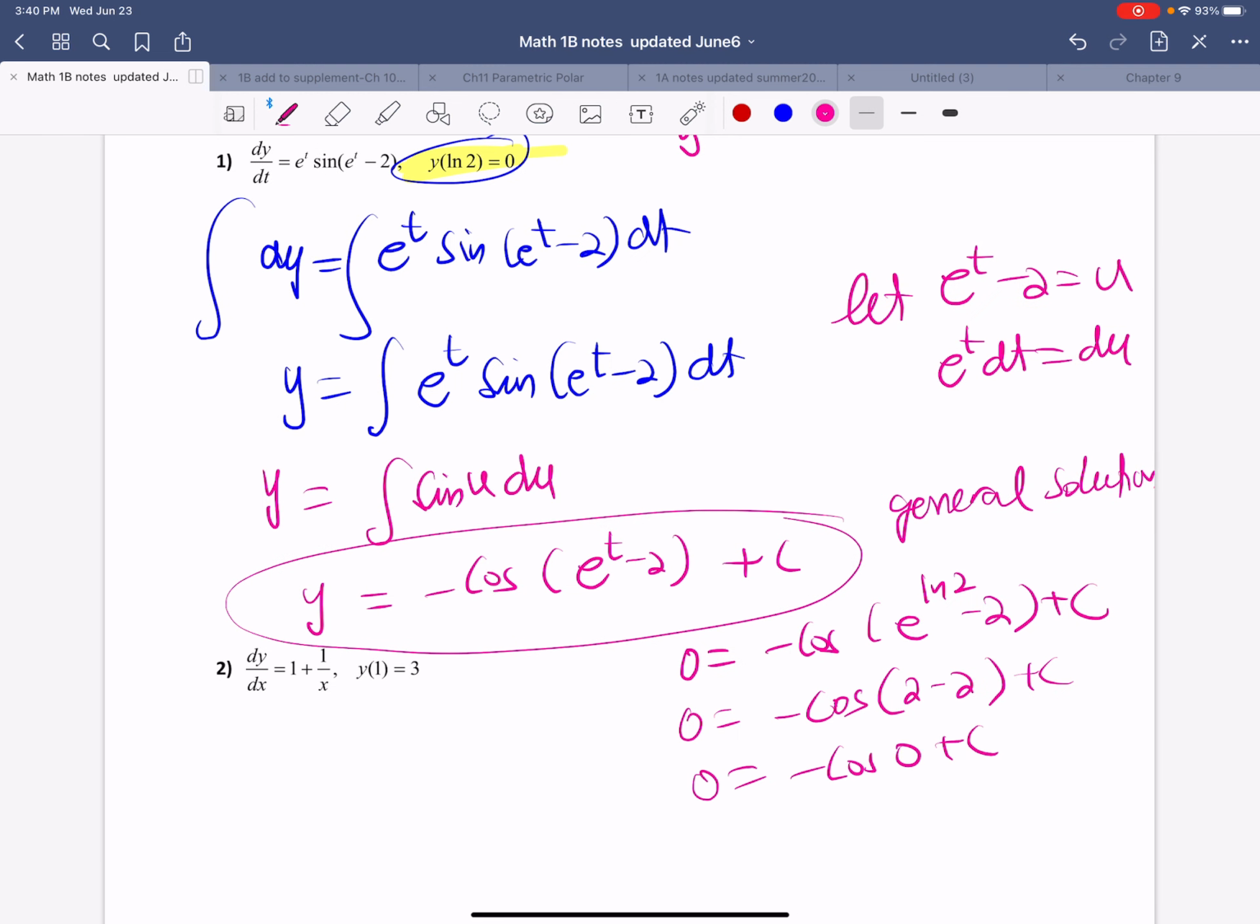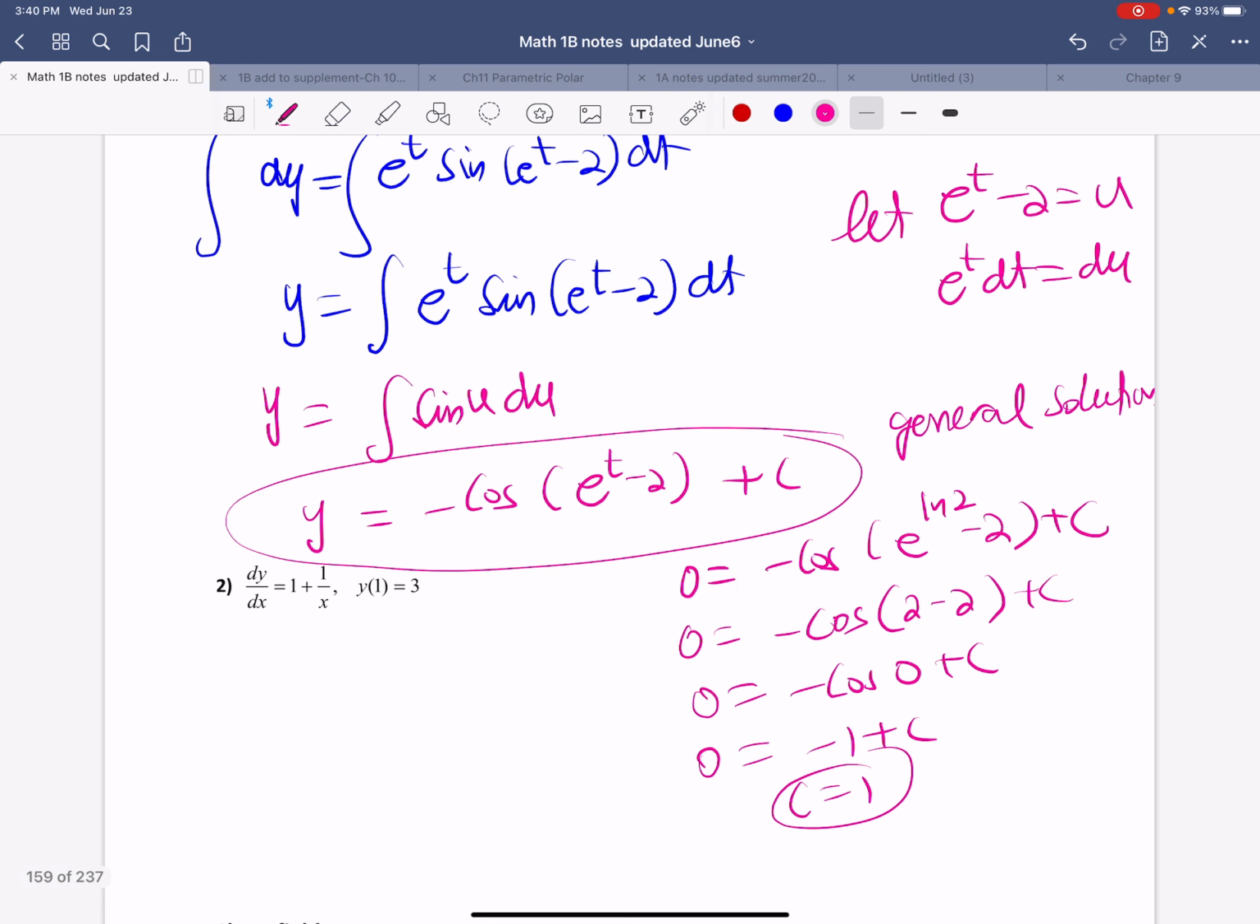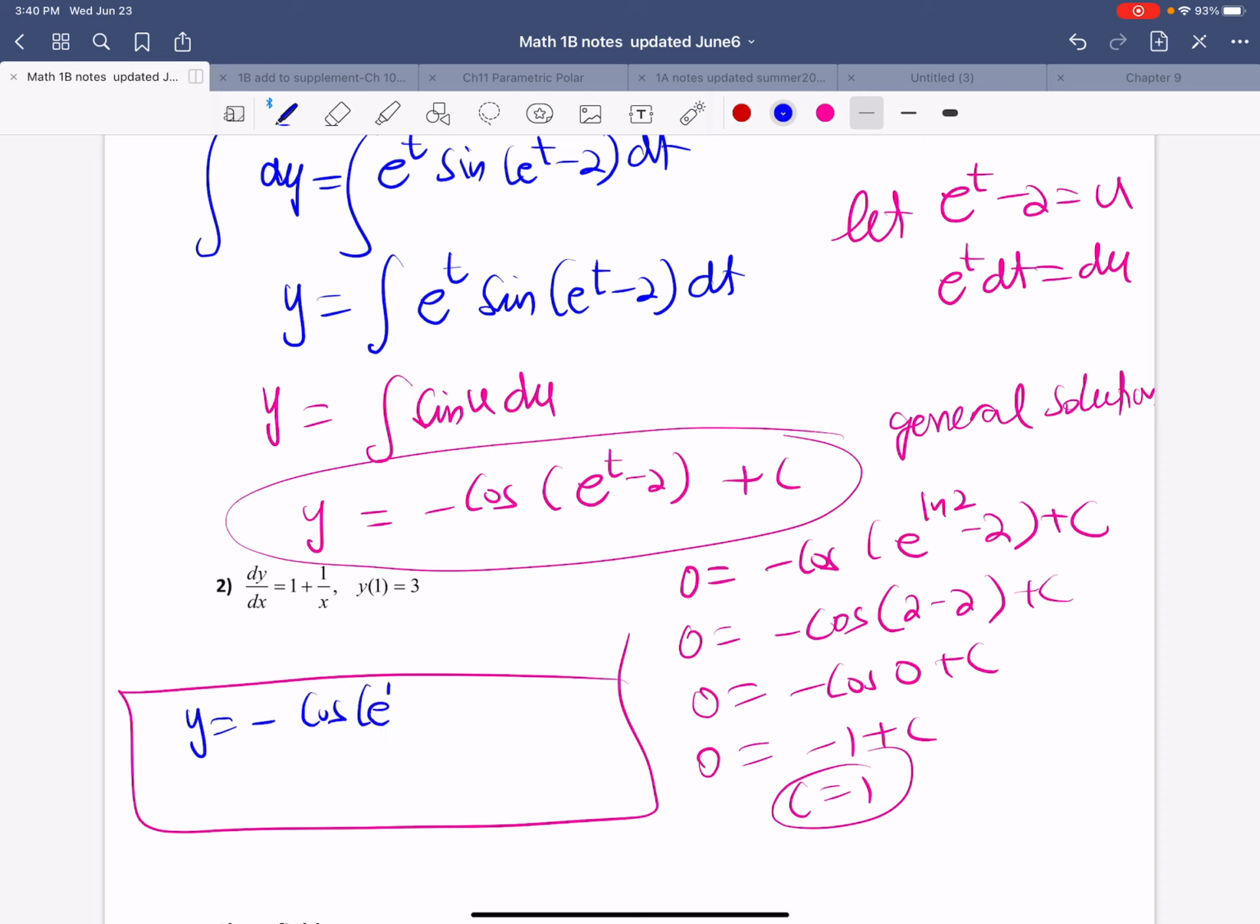Negative cosine of 0 plus c. Cosine of 0 is equal to 1. So c turns out to be 1 in this case. The constant c will be 1. So our final answer here would be y is equal to negative cosine of e to the power t minus 2, plus 1. This is the particular solution passing through the given point.